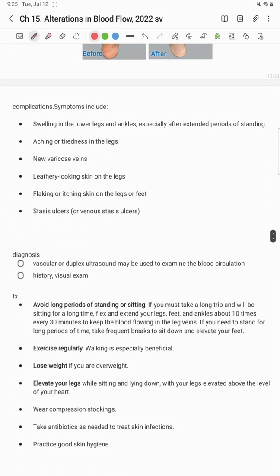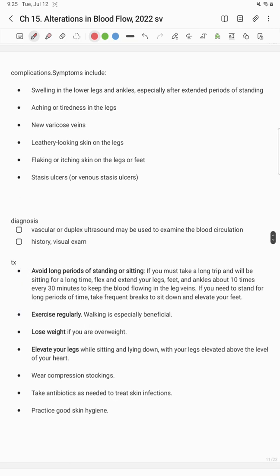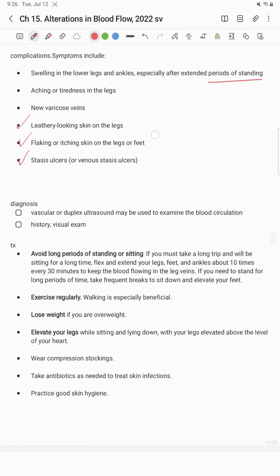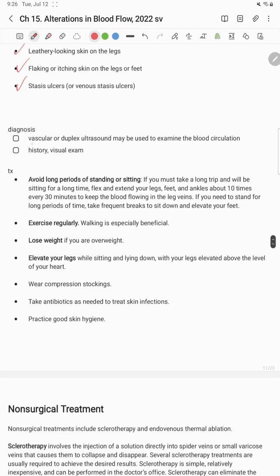Okay, complications and symptoms include swelling in the lower legs and ankles, especially after extended periods of standing. Achy or tiredness in the legs. They can develop new varicose veins. Okay, the skin can look leathery over time, flaking or itching skin on the legs or feet, and they can get stasis ulcers or venous stasis ulcers. Okay, diagnosis is to do a vascular or duplex ultrasound that may be used to examine the blood circulation, plus the patient history and visual exam.